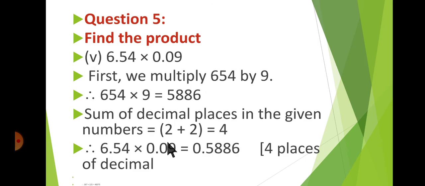So the first number has 2 decimal places. In the second, 1 2, so the second number also has 2 decimal places. 2 plus 2 is 4. It means the total number of decimal places is 4. So in the product you count from the right side and move to the left side, 1 2 3 4. Then you insert the decimal. Okay, I hope you understand.